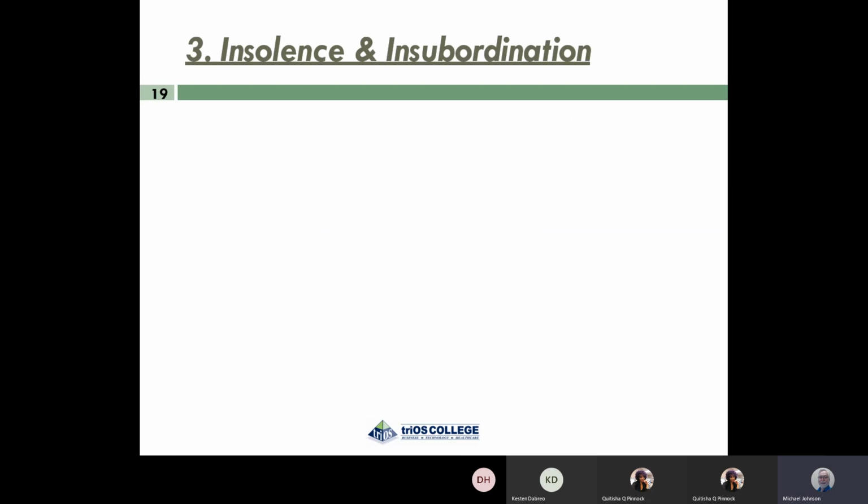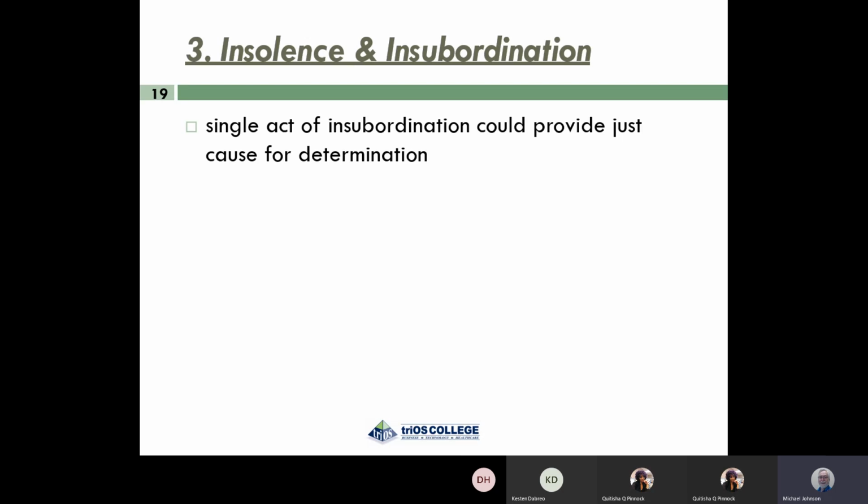Insolence and insubordination are big issues. You just cannot deal with that kind of an issue at work. It's difficult. It creates an acidic environment. It also turns people against one another within a collective. So lots of people working together become very, very difficult to work with. A single act of insubordination could provide just cause for termination or determination.